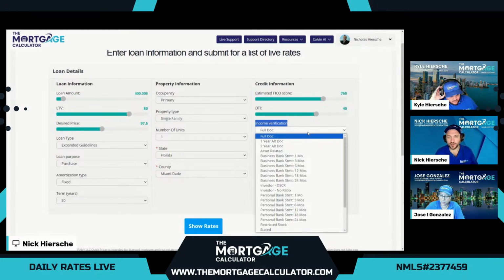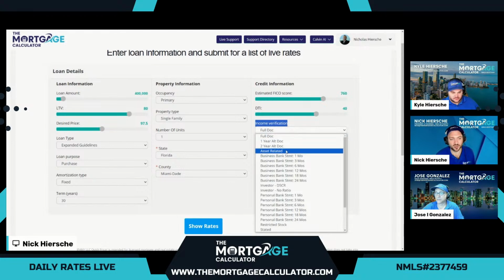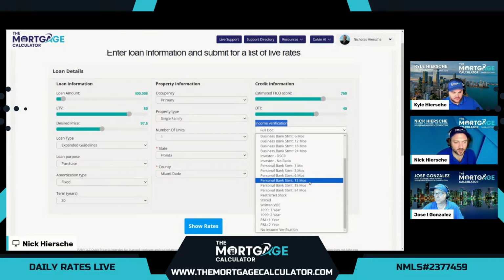Full doc is what we use for conventional and FHA. So if our customer doesn't qualify using full documentation, aka 2 years of tax returns, that's typically when we'll choose a different option, such as our asset related options, which Jose is going to go over today. We have business bank statement options. The investment options are just for investment properties, so we'll do those in a minute.